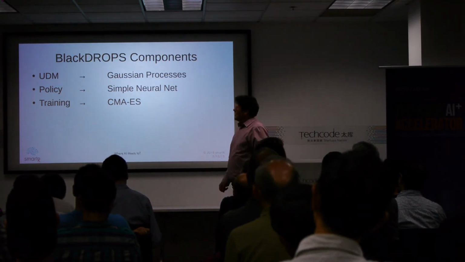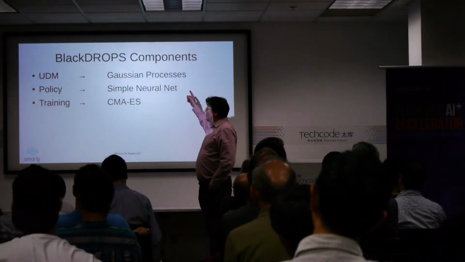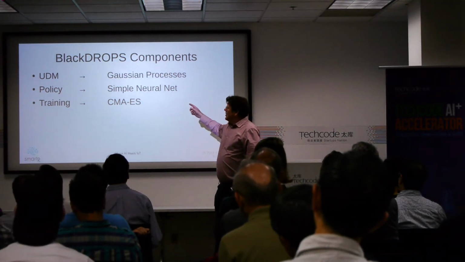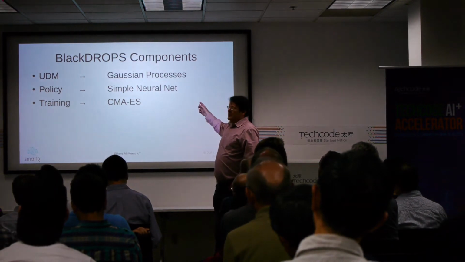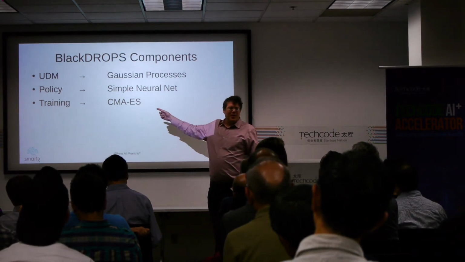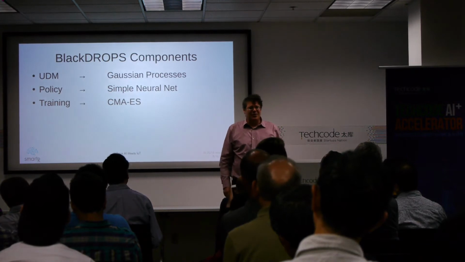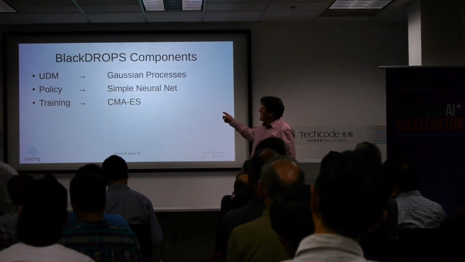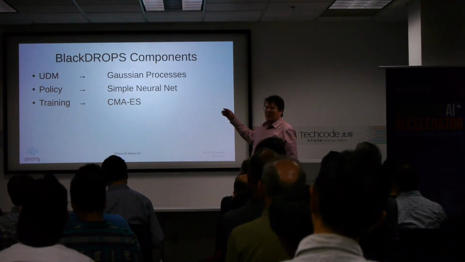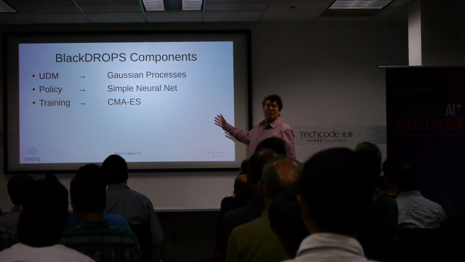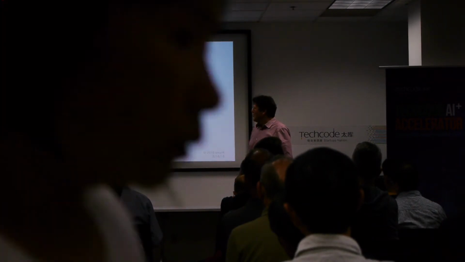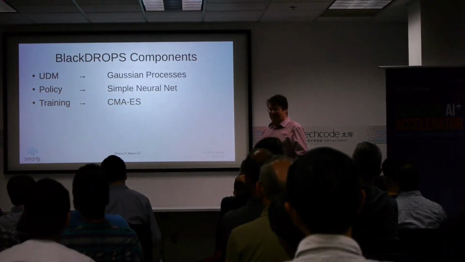So for that uncertain dynamic model, they use Gaussian processes. And I'm going to give a backgrounder on that in case you guys aren't familiar with that. For the policy, they're just using a very simple neural net. I think in this particular paper, they're just using 10 neurons as one hidden layer. And then for the training, they're using a technique called CMA-ES. And I'll give a quick background on that, because it's kind of important to understand how the whole paper works. So if you're getting a bit rusty on that, or you haven't seen it before, hopefully you'll have enough information.